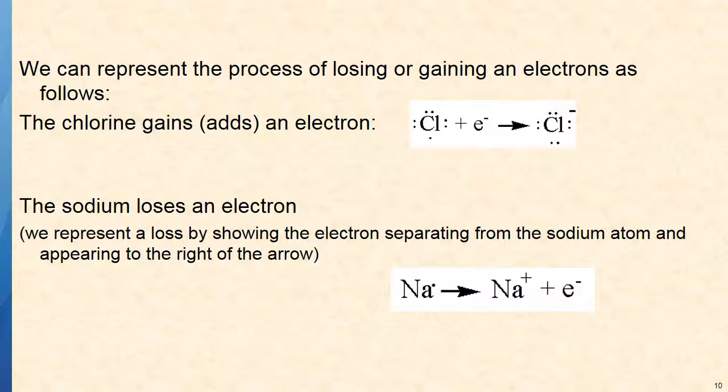Sodium loses an electron, and in math we might say if you lose something you subtract it. Well, we don't usually subtract anything in chemical equations, and so we represent it here as a sodium atom breaking apart into 2 particles, the sodium ion that's +1 charge, and then the electron that has left the sodium atom.